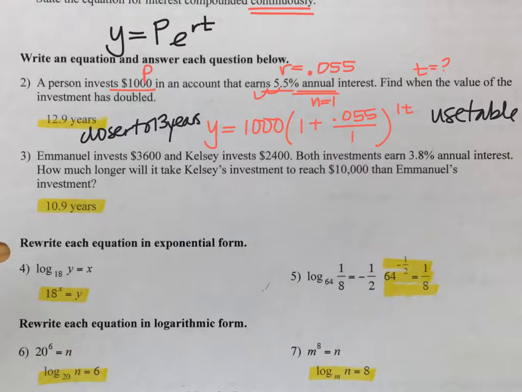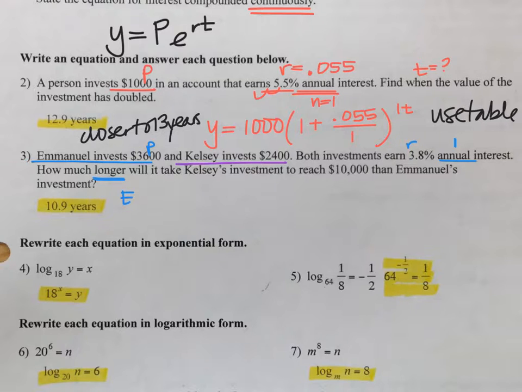Okay, the one below. You should notice that this one is now comparing, which means I'm going to have 2 equations. Because you're comparing, you should have 2 different equations: one for Emmanuel and one for Kelsey. If I write Emmanuel's, I have my p-value. It says both of them have the same interest rate. It's annual interest, so n is 1. It says how much longer, so my t is going to be an x.